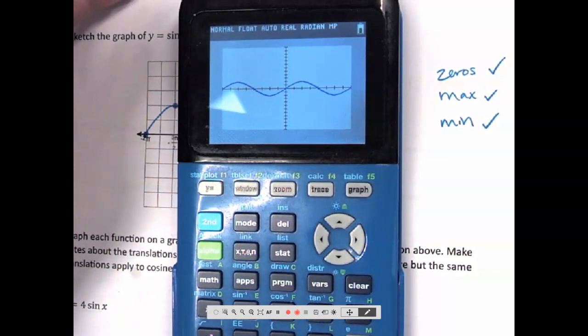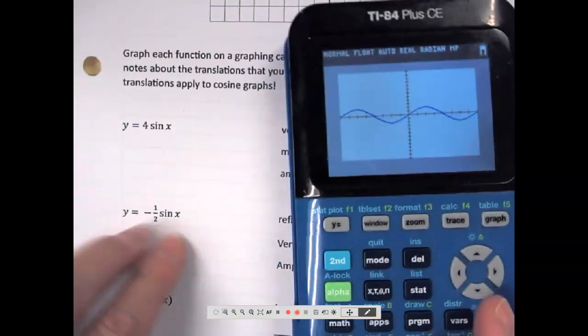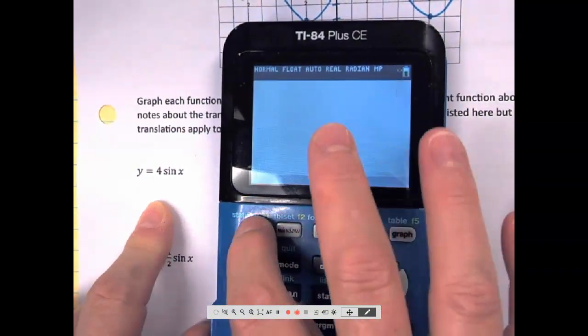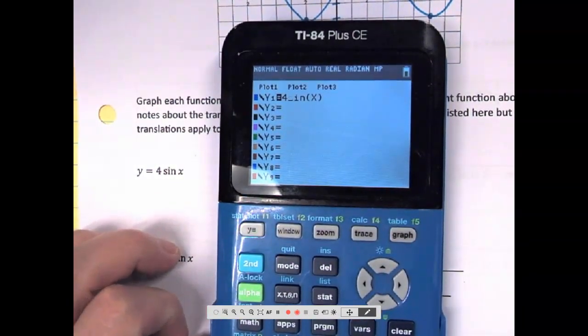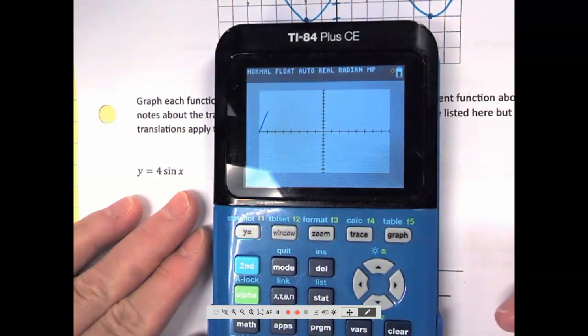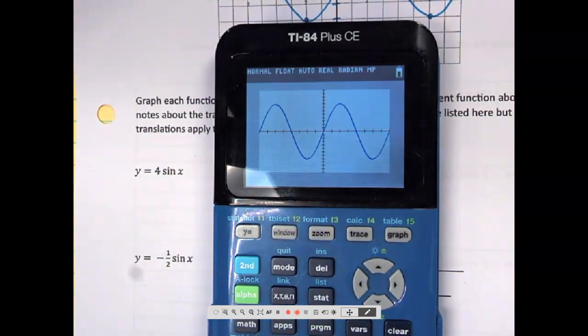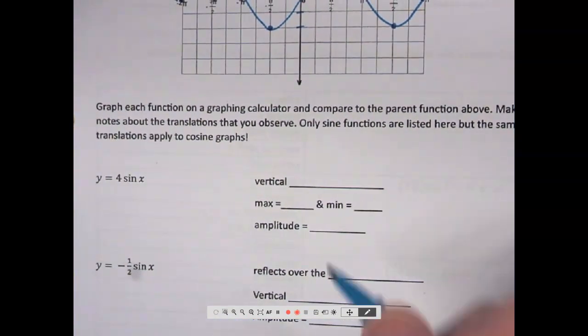Good? Okay, so the first change I'm going to make to this equation is I'm going to graph 4 sine x. Y equals, insert a 4 there. Okay, let's see what it does to the graph. Oh, okay, how would you describe that change? That's a vertical stretch, yes. It made it taller, didn't it?